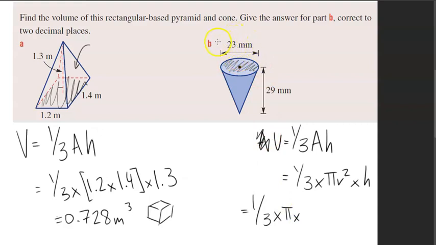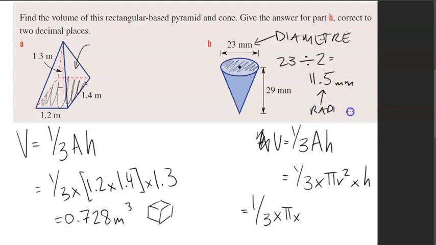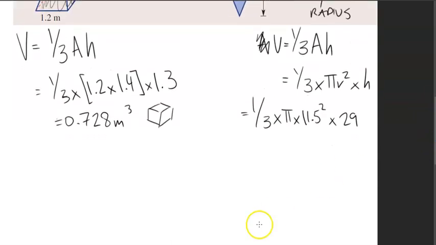Now be careful. It looks like the radius is 23 in this case, but this here is the diameter, because it's stretching from side to side. So to get the radius, this is 23 divided by 2, which gives us 11.5 millimeters as the radius. So you have to be careful with this. If it's giving you the full diameter, halve it to get the radius. So this is 11.5 squared multiplied by its perpendicular height, 29.